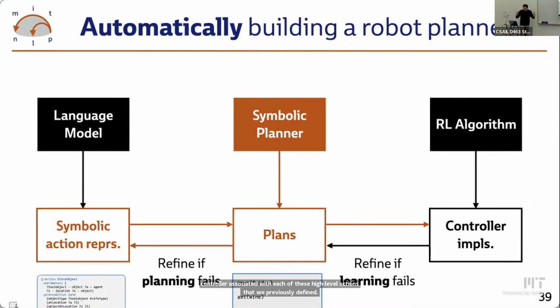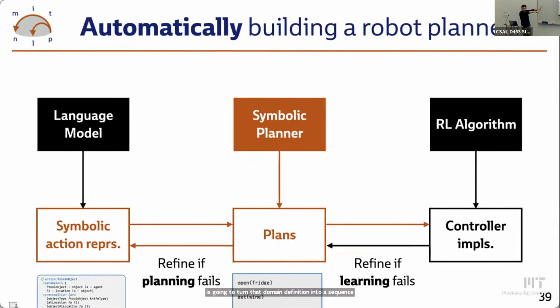Okay, so here's another look at our overall system architecture. Our language model is going to produce some high-level symbolic representation of a planning domain. A symbolic planner is going to turn that domain definition into a sequence of concrete plans for the set of problems we're trying to solve in this environment.